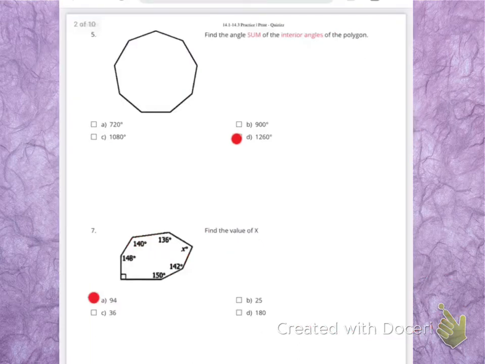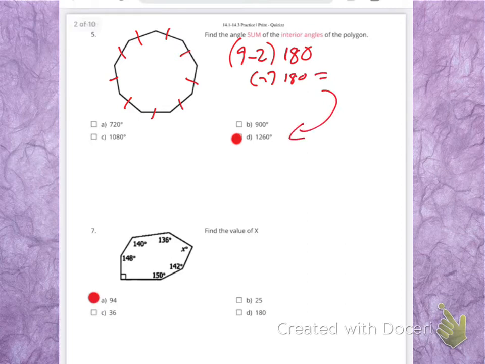All right, find the sum of the interior angles of the polygon. So let's count the sides here. We got 1, 2, 3, 4, 5, 6, 7, 8, 9. And for the interior angles, I'm just going to do 9 minus 2 times 180. 9 minus 2 is 7. 7 times 180 is equal to 1260.